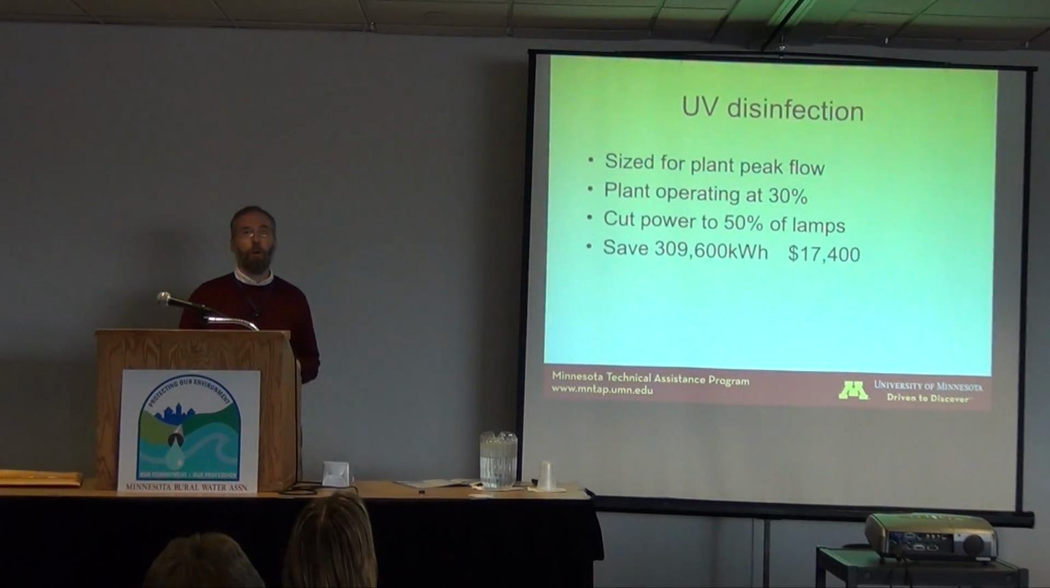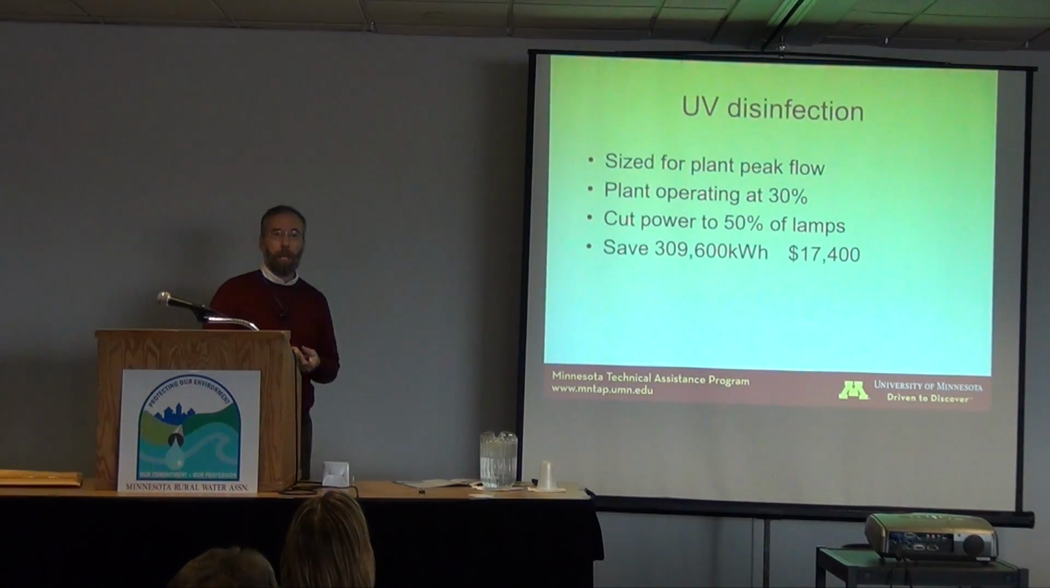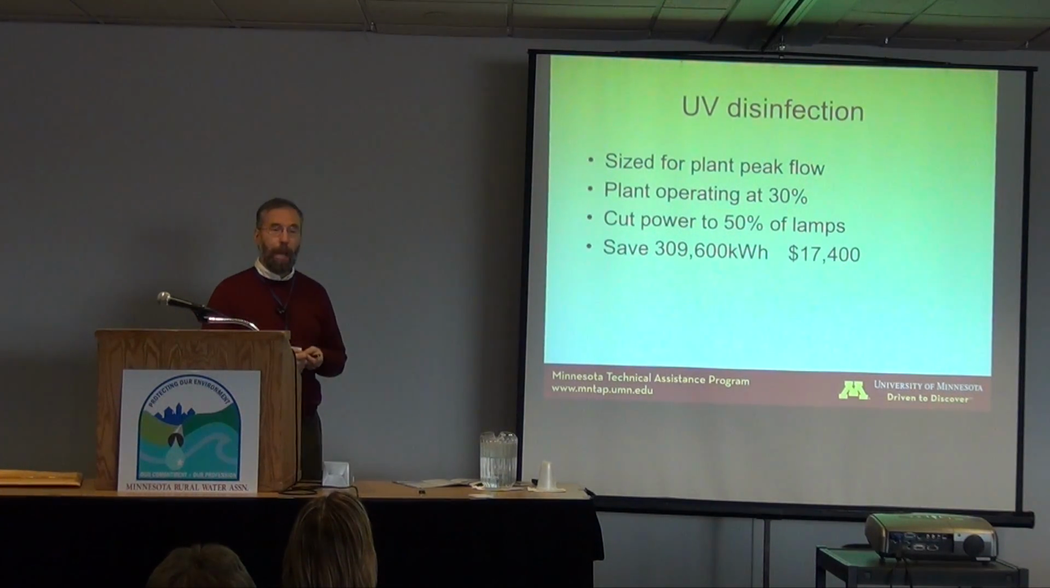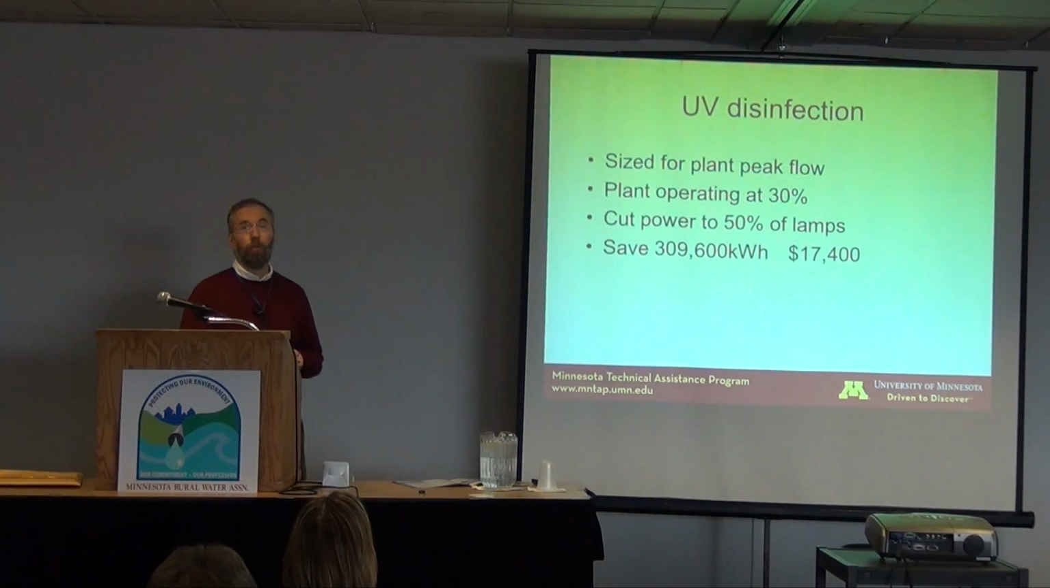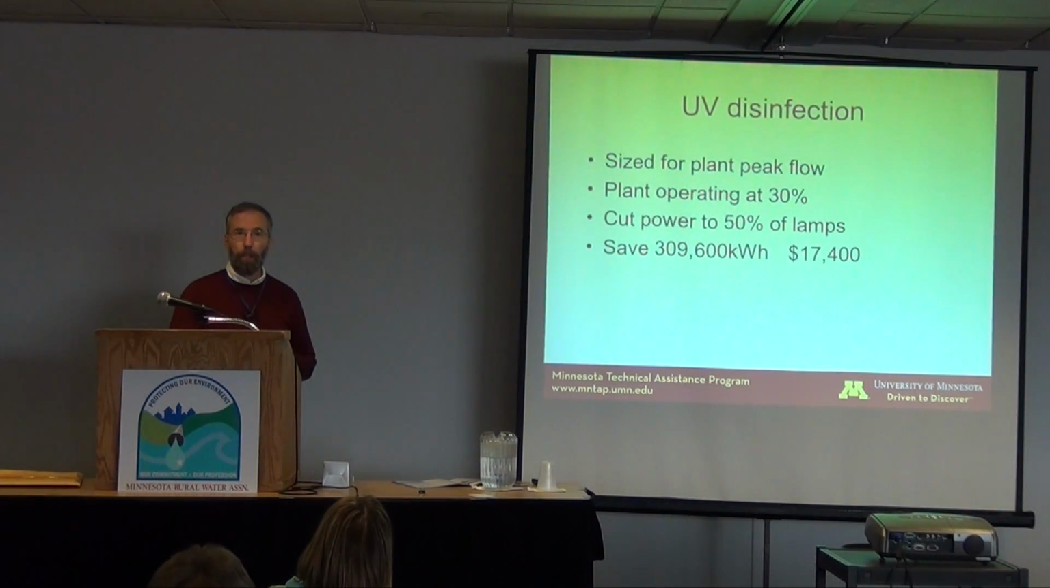Another place where we saw oversizing was in some of the UV disinfection systems. Again, they're designed for essentially peak flows and are supposed to work for that. At this plant the typical flows were 30% of design, which implies there's a lot more capacity in that UV system. But initially, all the lamps were lit and running. They cut the power to 50% of the lamps and saved about $17,000, and we're essentially getting the same disinfection rates. Next.